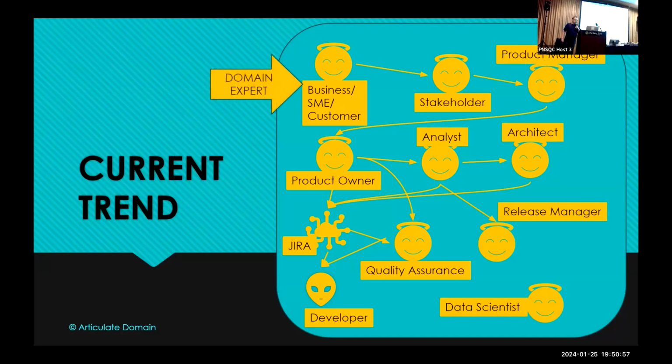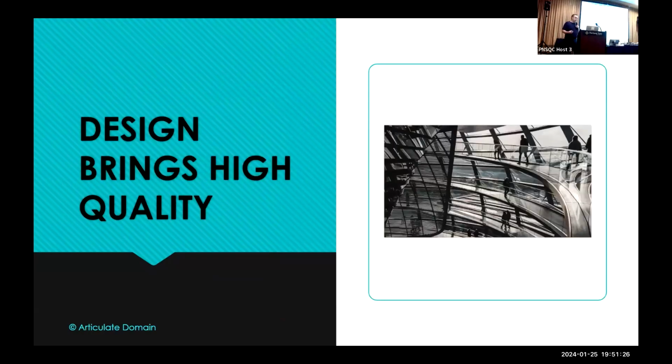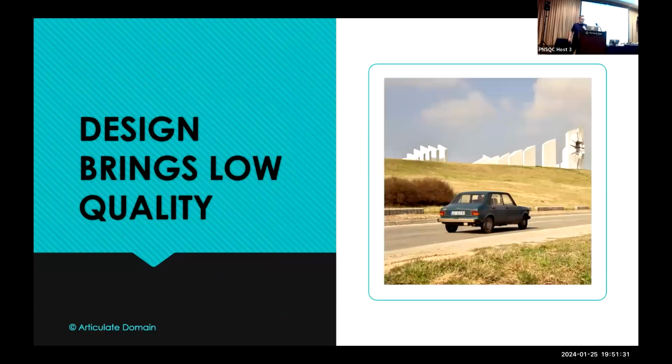Well, it's interesting. The domain expert really kind of, at a raw level, knows what the software should be doing, and the developer is the one that's implementing what it should be doing. We as humans know how to really make it hard on ourselves to get something done. All right, so design brings quality. Design can bring high quality. I like this picture of this building. It seems like high quality, you got light coming in. Design can also bring low quality. Anybody ever drive a Yugo?